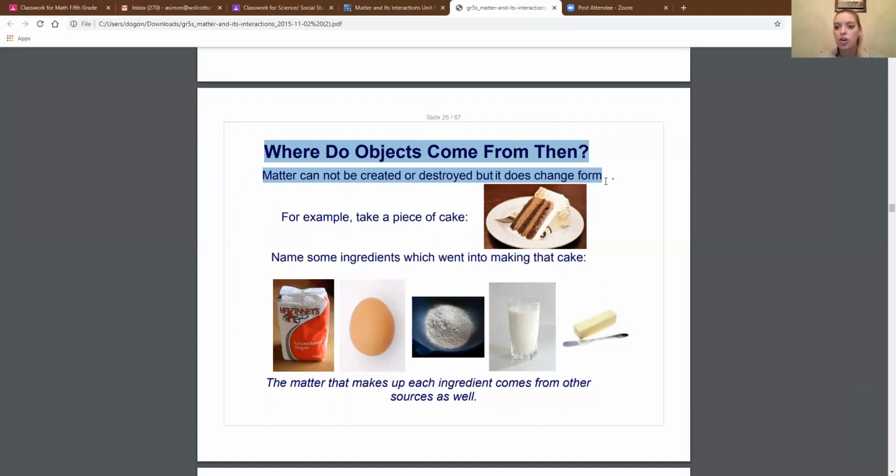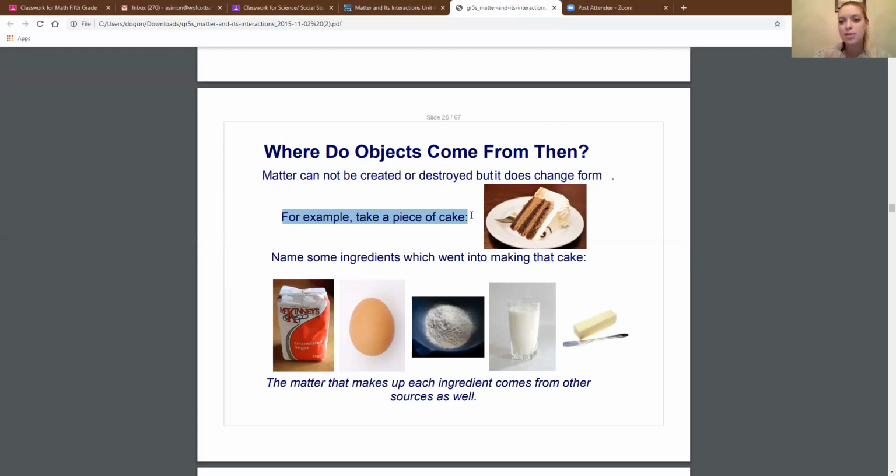So even though we know the law of conservation of mass states that matter cannot be created or destroyed, it can change form, which means it can change from a solid to a liquid, from a liquid to a gas, okay? It can change form. For example, take a piece of cake and go ahead and write down just in your notes, example cake, and you'll know what I mean because I'm gonna explain it now.